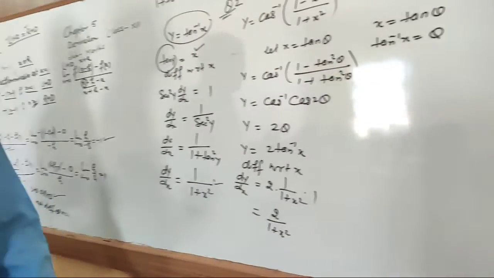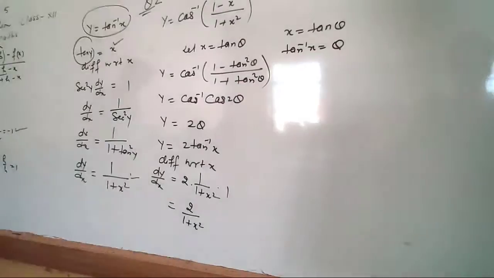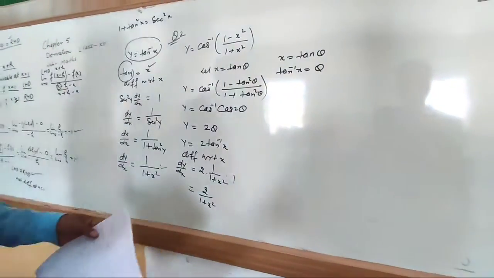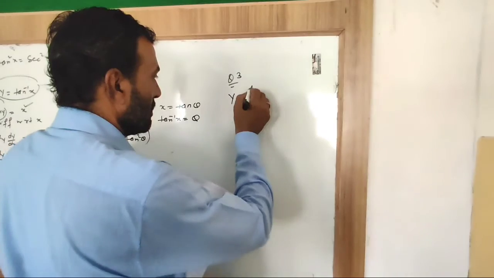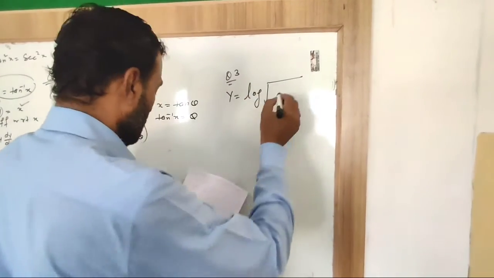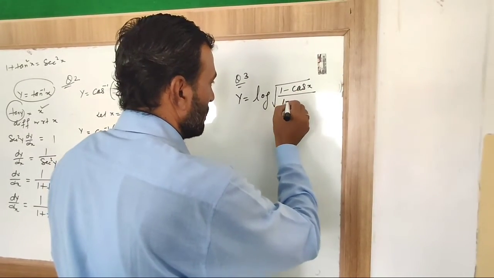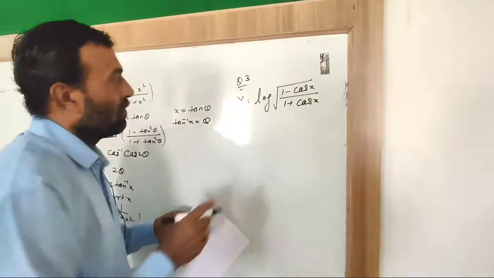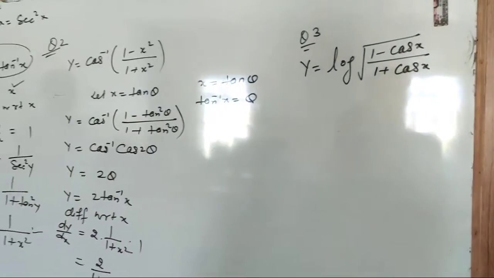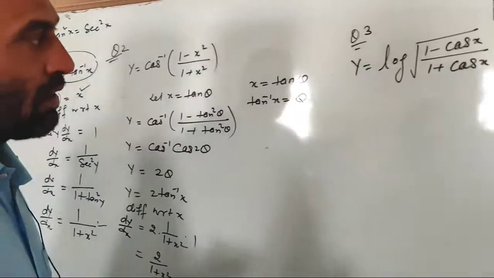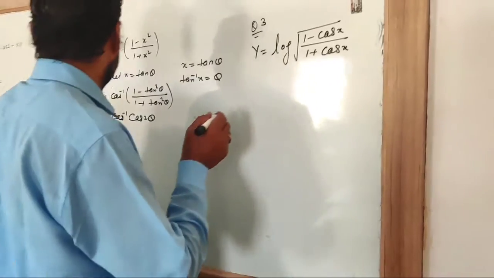So one more question. This is the question: y is equal to log of the root of (1 minus cos x) upon (1 plus cos x). Differentiate this with respect to x; this is also a question for the derivation.